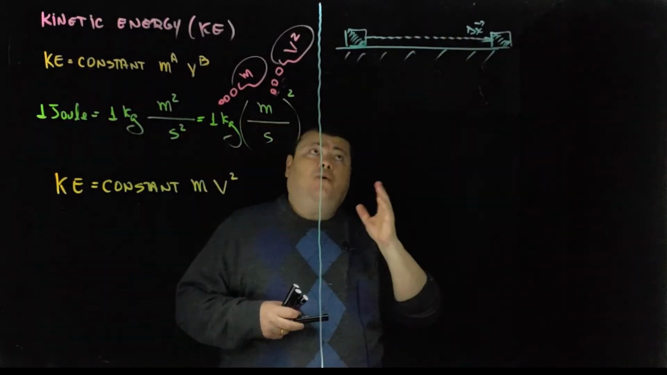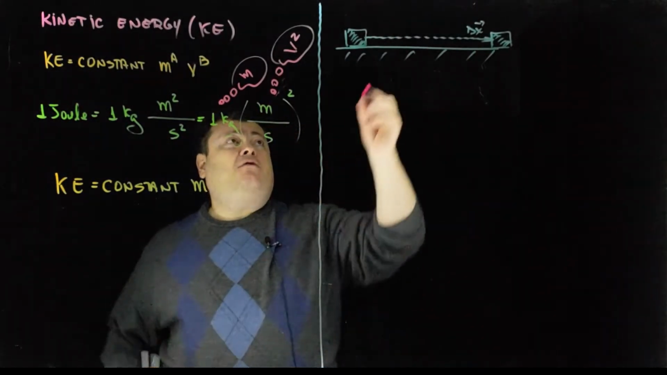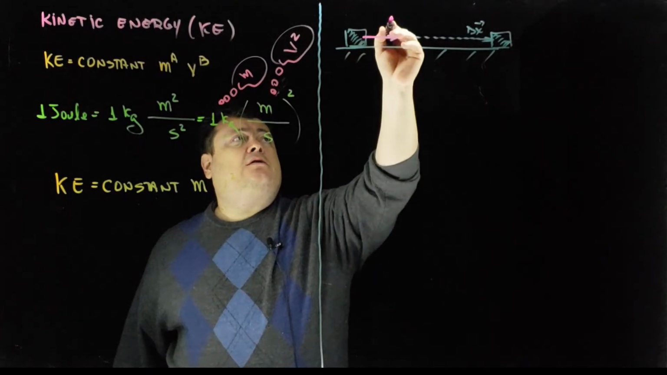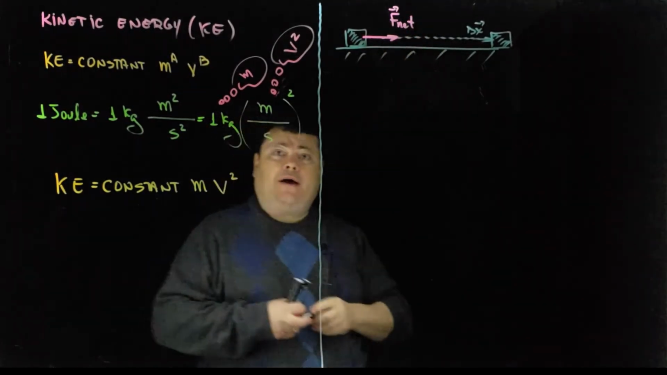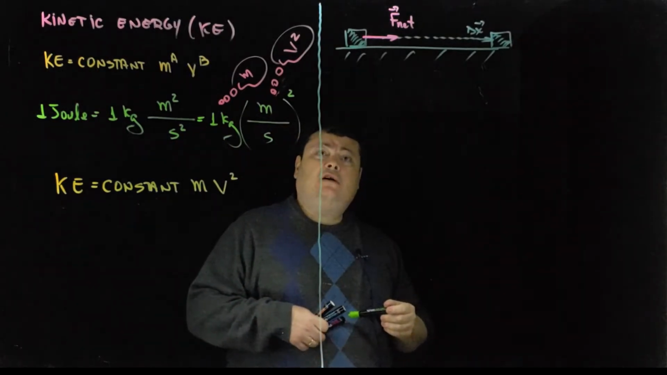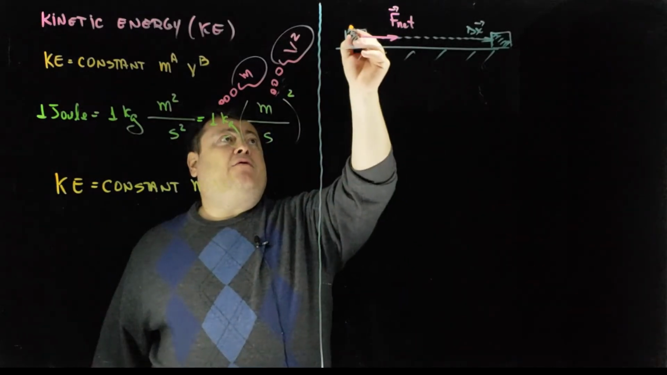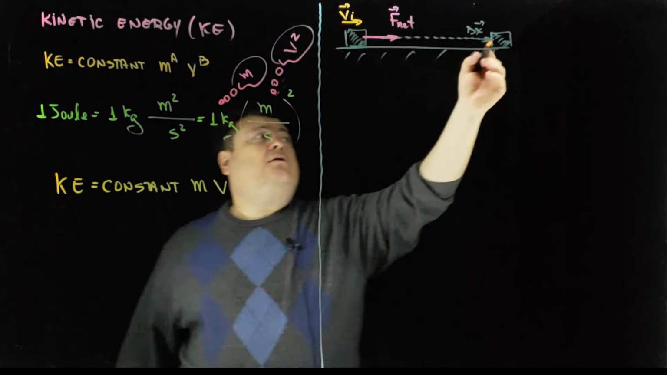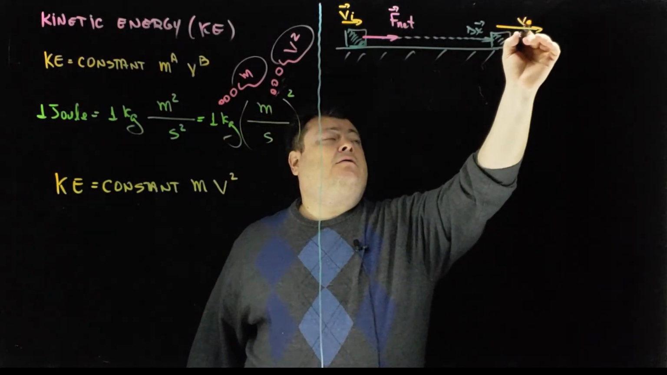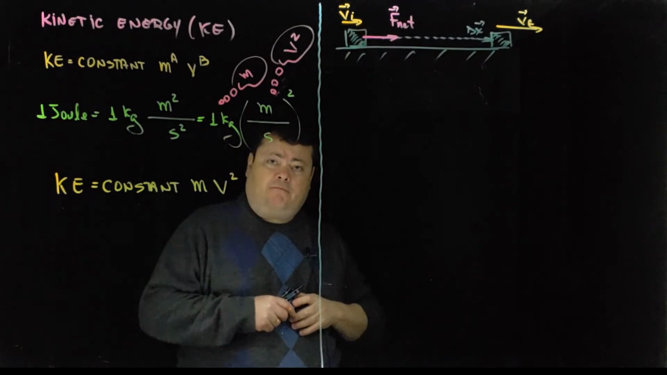A box is moving, in my example to the right, under the influence of a constant net force, this way to the right. And because of this, the velocity of that box is increasing. So I'm going to have in here an initial velocity, and then in here a final velocity greater than the initial velocity.